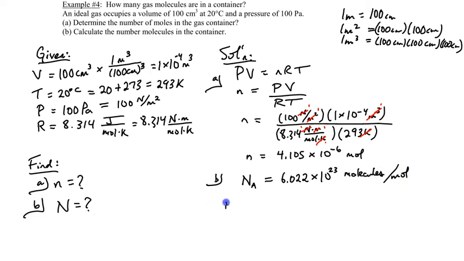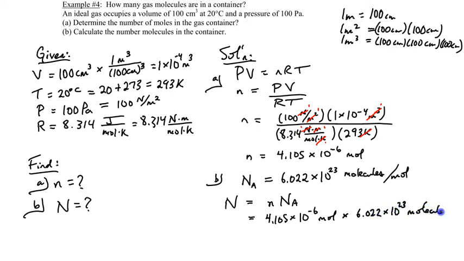So if we want to find the number of molecules, we're going to take the number of moles and multiply by Avogadro's number. You don't have to write this formula out. It's not a formula that's listed on your formula sheet, actually. You just really need to think of this in terms of units. So we're going to take the number of moles, which is 4.105 times 10 to the power negative 6 moles, and then we're going to be multiplying by 6.022 times 10 to the power 23 molecules per mole.